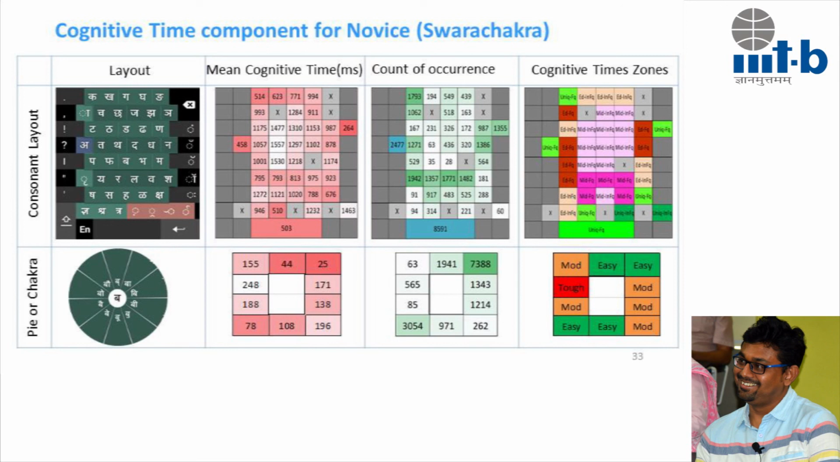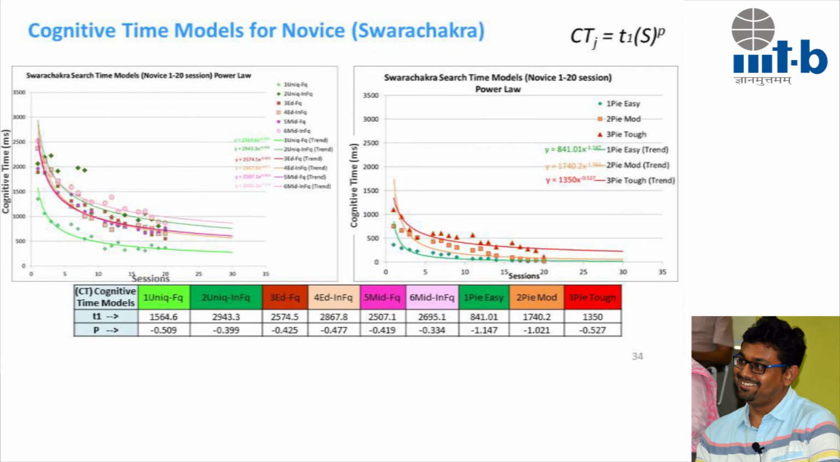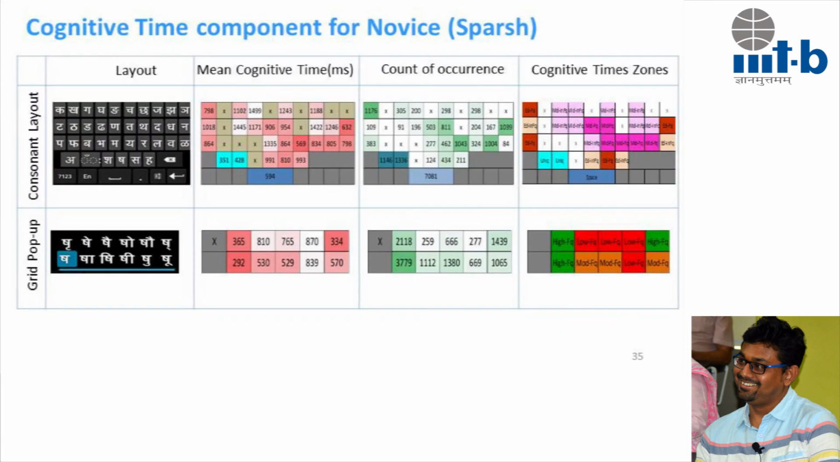There is a zone of, say, unique characters. This is a highly frequent character zone and things like that. And we tried modeling that using the power law of practice, trying to understand each part of the keyboard, how fast people can learn. Let's not go into details of this one. So consider that we tried understanding each type of key, each portion of the keyboard, how fast people can learn. Similarly done for a few other keyboards as well.